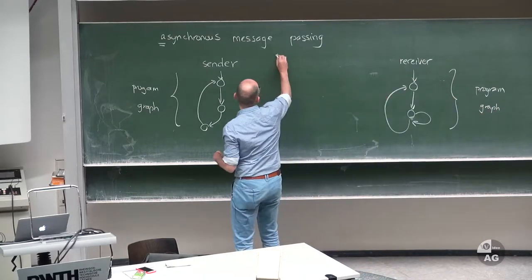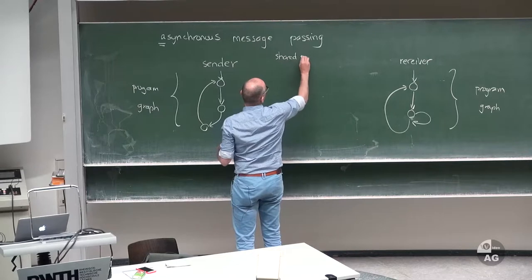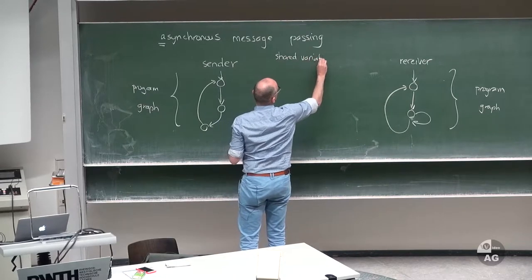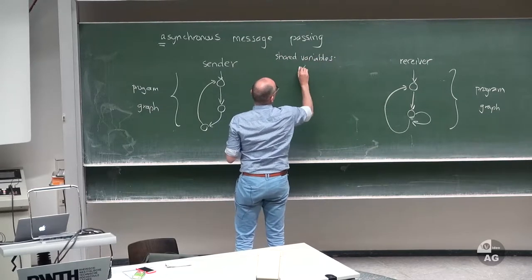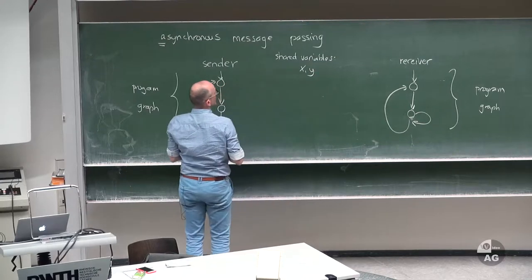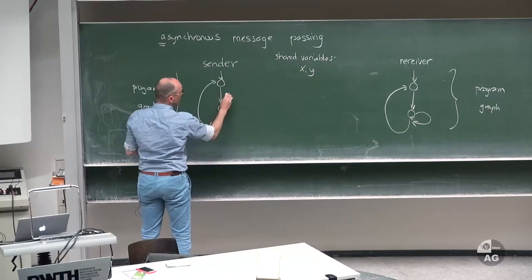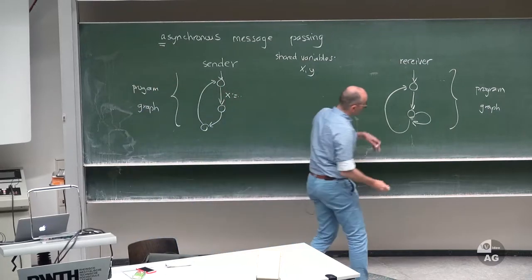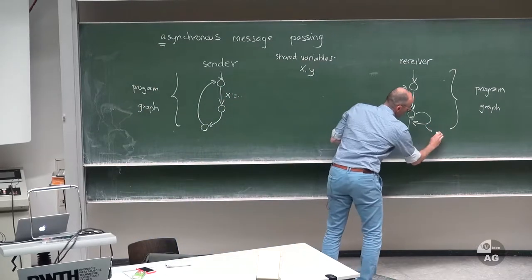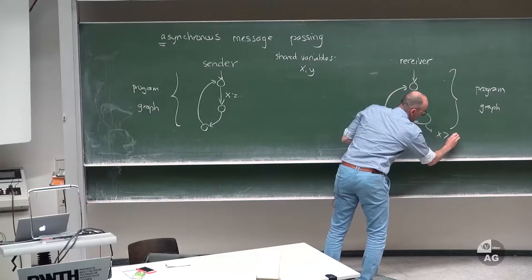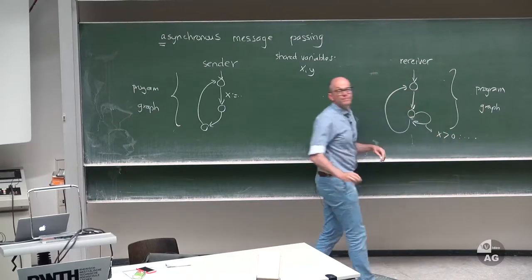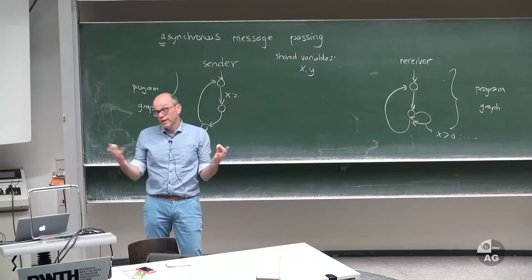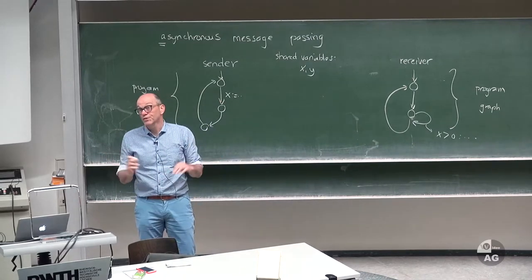Either they have some shared variables, that could be, for instance, something like x and y, and this x can be used by, for instance, saying here x becomes a certain value, or maybe x is used here by saying this edge is enabled if x is larger than 0, you can do a certain action. That's the way we already have seen shared variables.